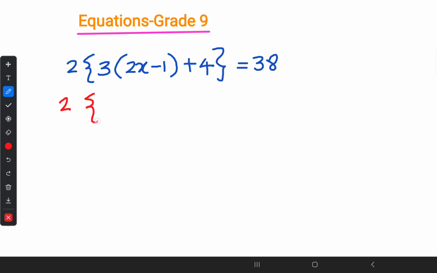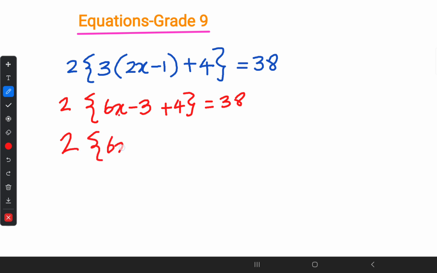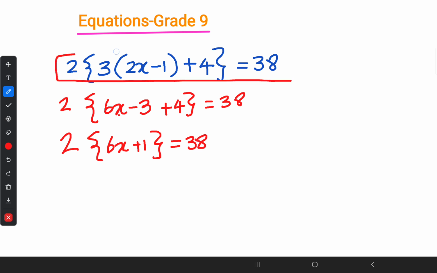2 remains same. I will expand this bracket. 3 times 2x is 6x minus 3 plus 4. That should be equal to 38. Thereafter 2 remains same, inside the curly bracket 6x remains same. Negative 3 and positive 4 will become positive 1. This is equal to 38. Looks very big, but the calculation is so simple.